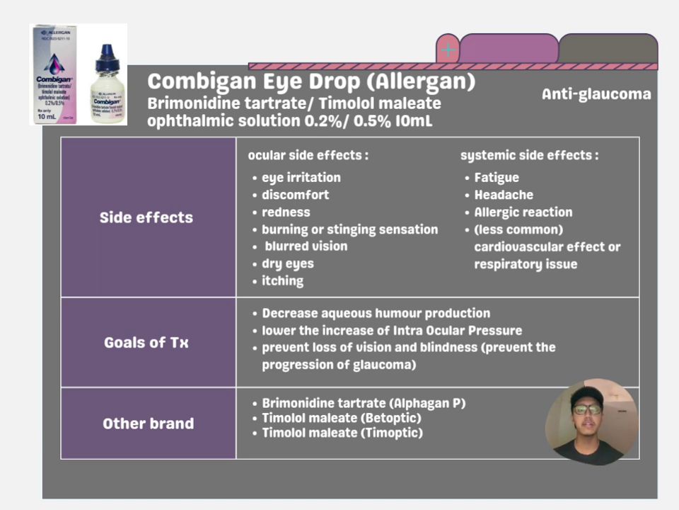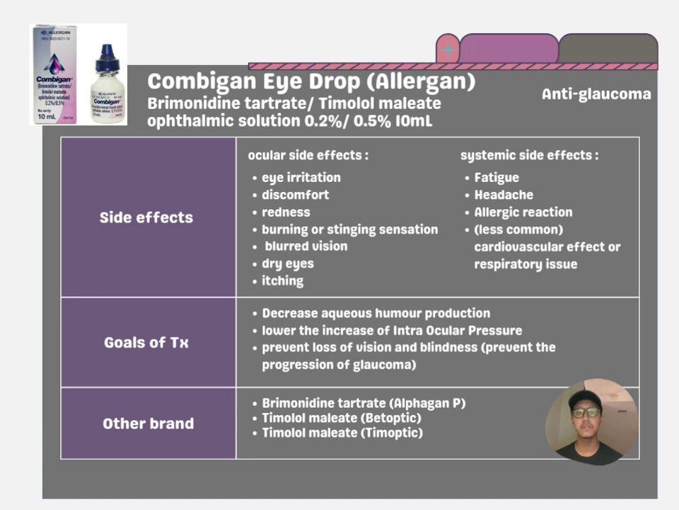By using Combigan, there are many side effects that can happen, ocular and systemic. For ocular side effects, it may include eye irritation, redness, discomfort, blurred vision, dry eyes, burning or stinging sensation, itching, and foreign body sensation. Meanwhile, for systemic side effects, it may include fatigue, headache, allergic reaction, cardiovascular effects such as bradycardia, hypotension, and respiratory issues such as bronchospasm.